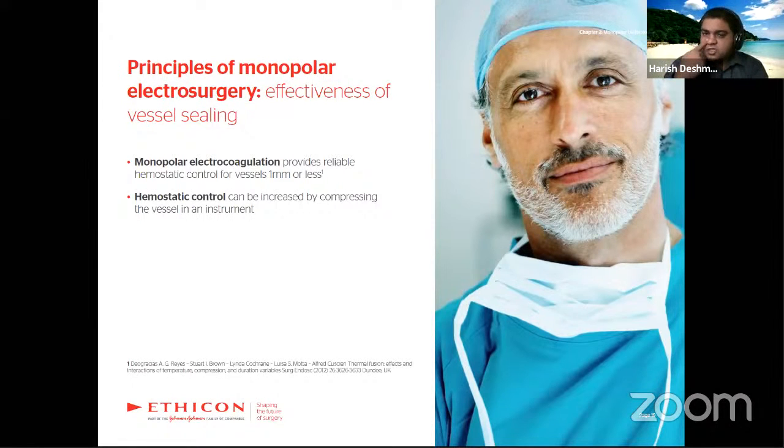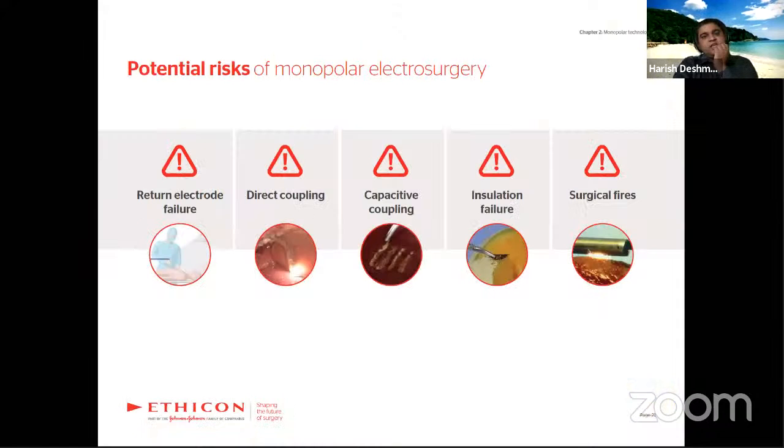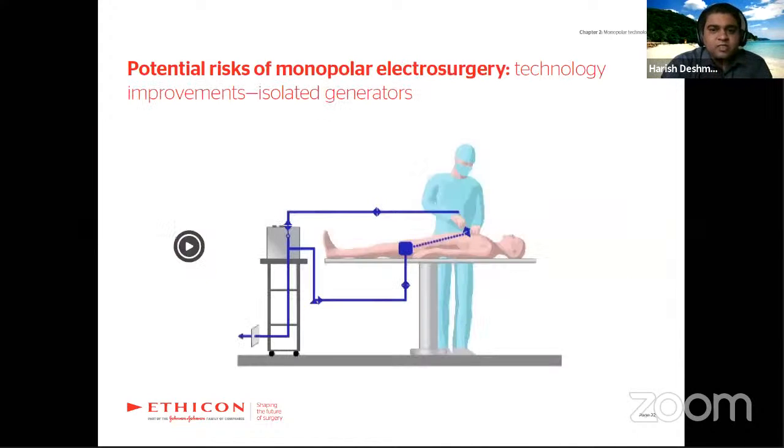So for monopolars, there are two important aspects. Any monopolar device will give you a very good reliable sealing for vessels up to 1 mm basically. And we can increase that with compression as well. A potential risk in monopolar electrosurgery is the return electrode failure. The electrocautery pads which we use on the patients are one major issue. Then we have direct coupling, capacitive coupling, insulation failures of the device, and surgical fire.